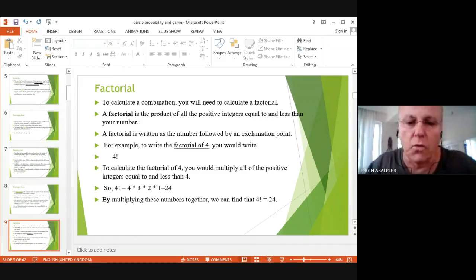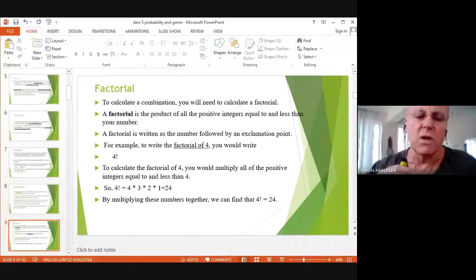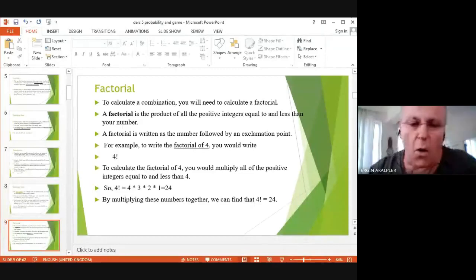For example, for the factorial of 4, you would write 4 factorial. Therefore, you have to calculate the rest of the numbers below 4. It is 4 multiplied by 3 multiplied by 2 multiplied by 1, which gives you the 4 factorial, which is 24, because 4 times 3 is 12, and 12 times 2 is 24, and 24 times 1 is 24 again.